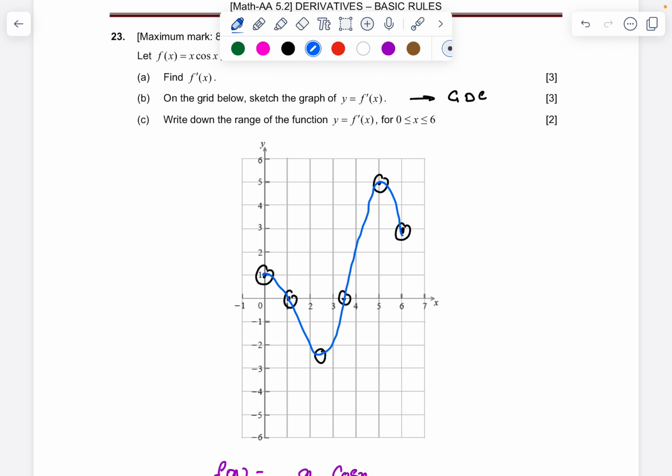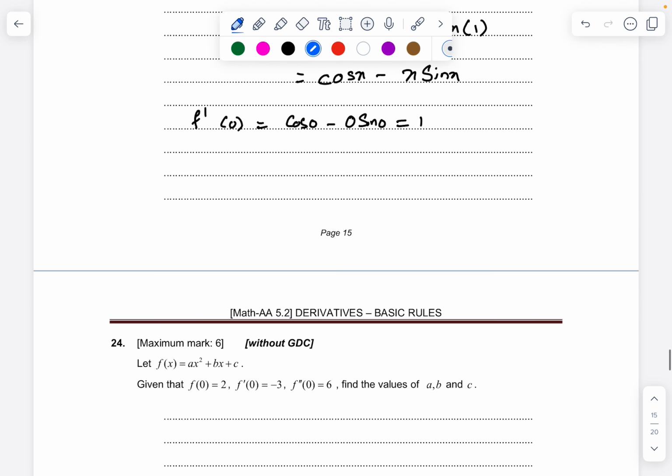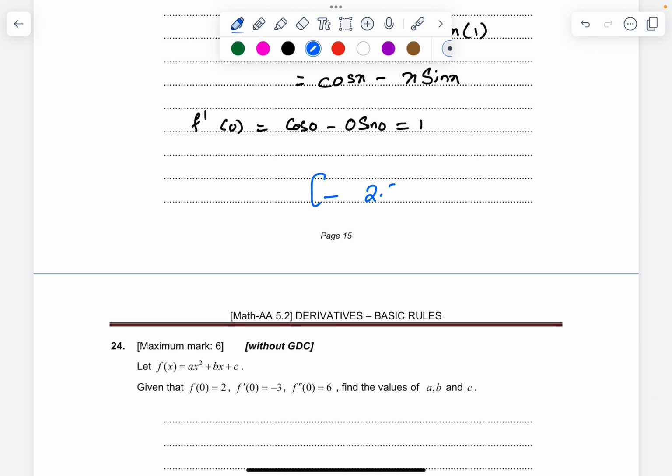Write down the range of the function f prime x. What is the range? We can see the minimum point, which is negative 2.38, and the maximum point from the GDC is going to be 5.10. So the range is going to be minus 2.38 comma 5.10.